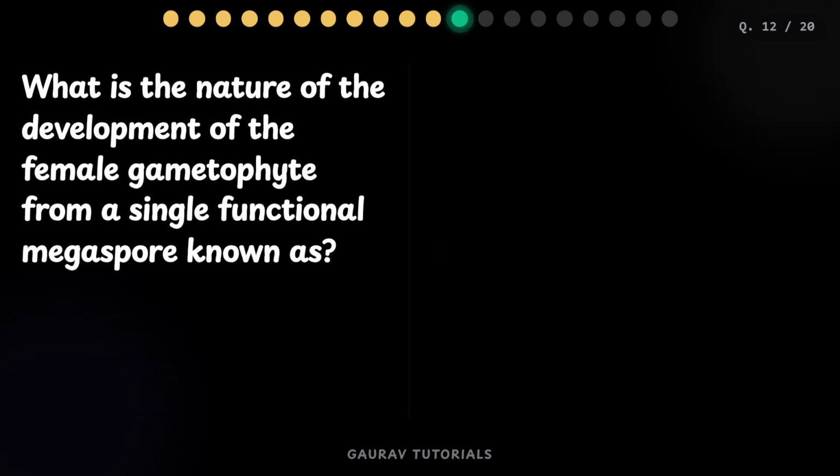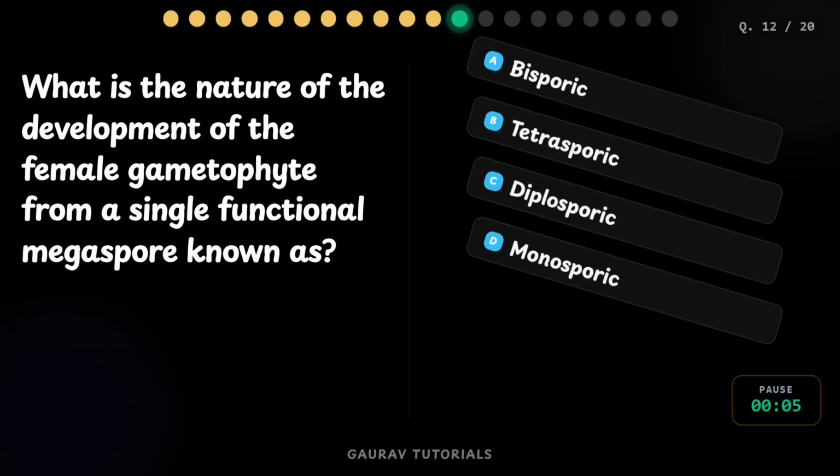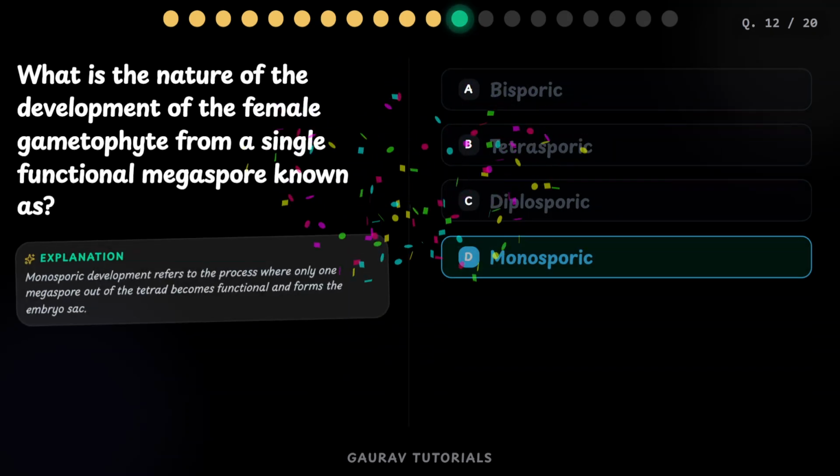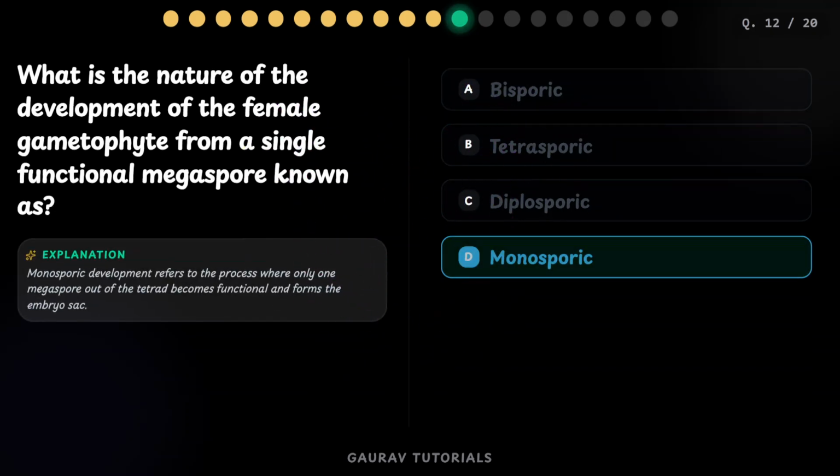Question 12. What is the nature of development of the female gametophyte from a single functional megaspore known as? The options are option B is the correct answer, monosporic development. It refers to the process where only one megaspore out of the tetrad becomes functional and forms the embryo sac.